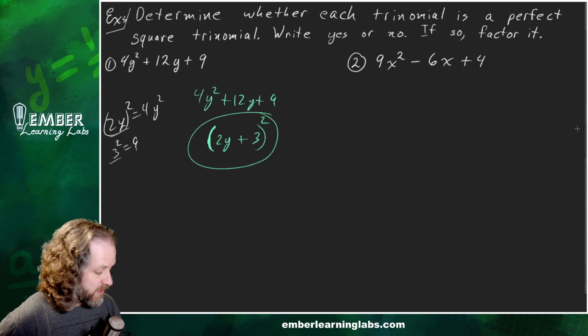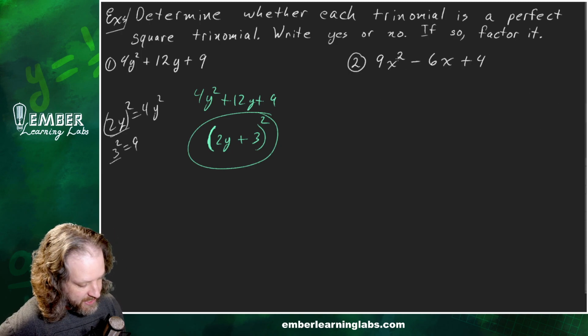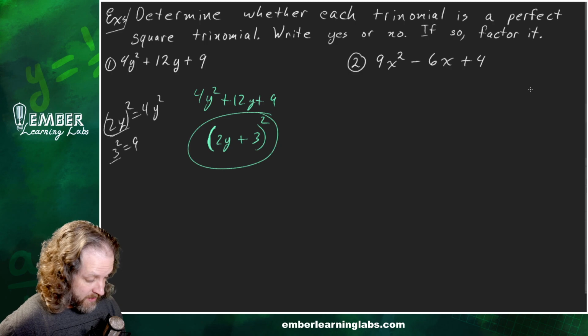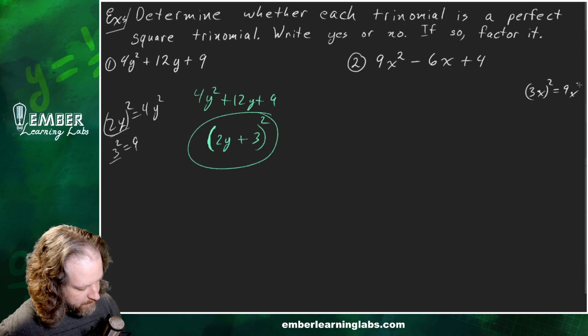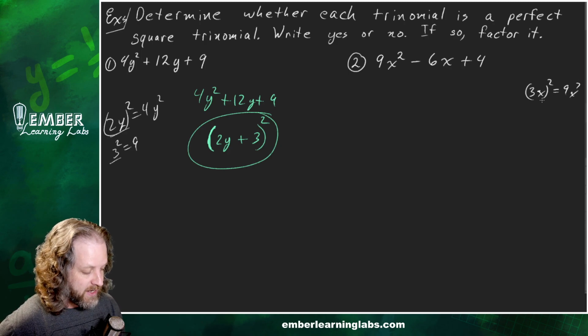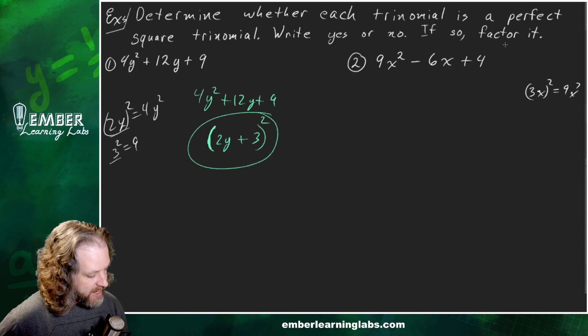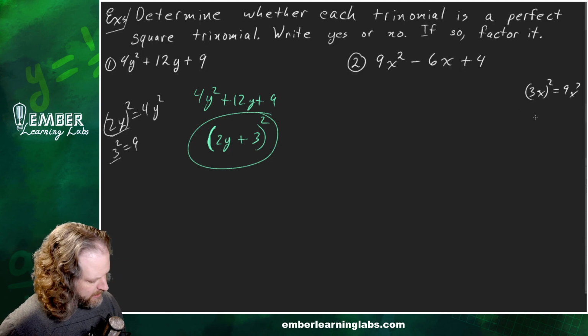All right, what about this one? Is this one a perfect square? We're going to run through our same little checks here. Is the first one a perfect square? Yes, it is, because 3x squared equals 9x squared, because 3 squared is 9 and x squared is x squared. Is the end one a perfect square? Yes, because 2 squared equals 4.